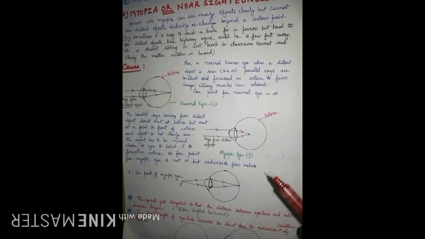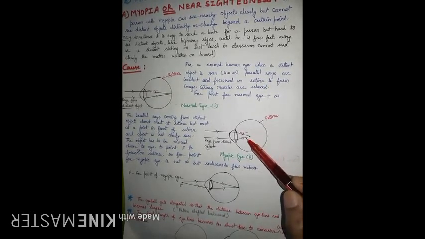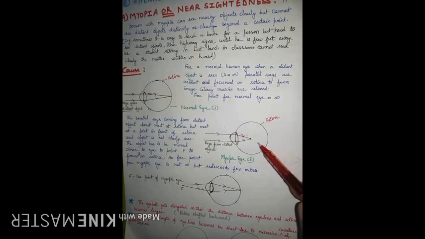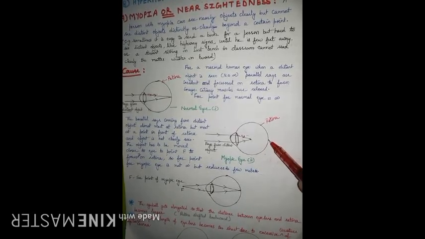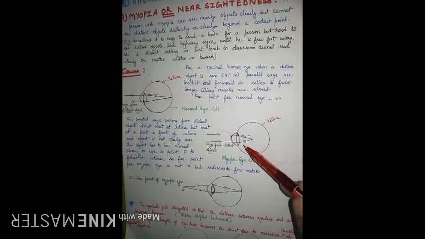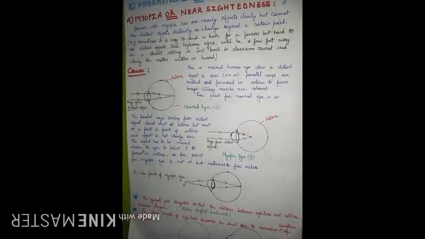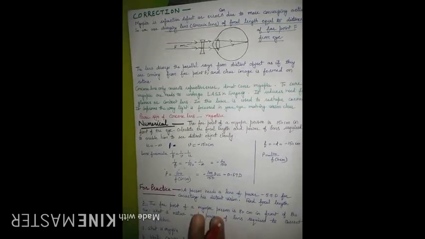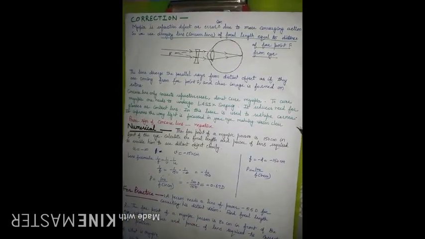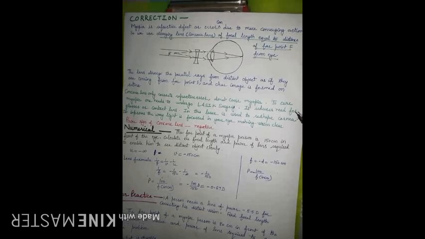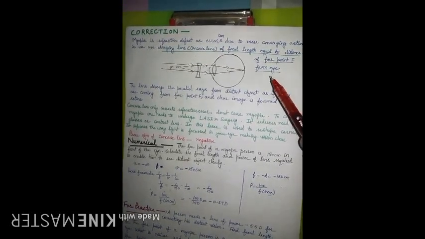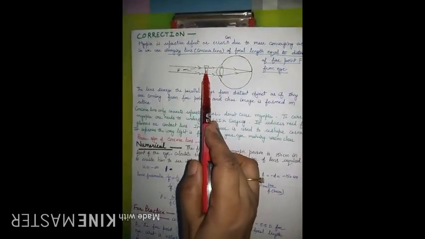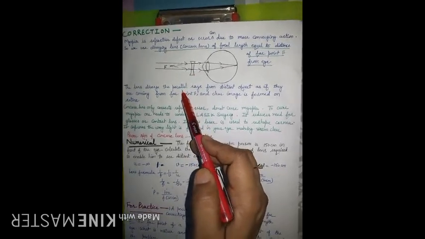It means we want to diverge these rays so that these rays can travel more path and they will meet at this point on retina. So we are looking for a diverging lens in this case. And which lens behaves like a diverging lens? We know concave lens is going to be a diverging lens. So to correct myopia, we will make use of a concave lens of suitable focal length.